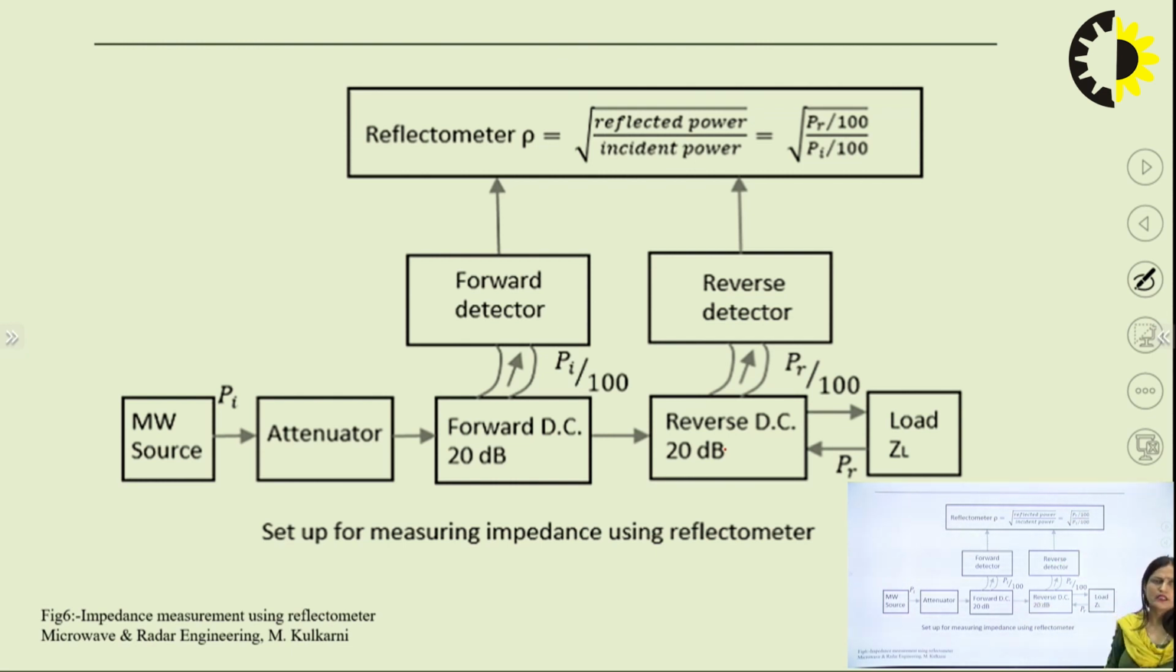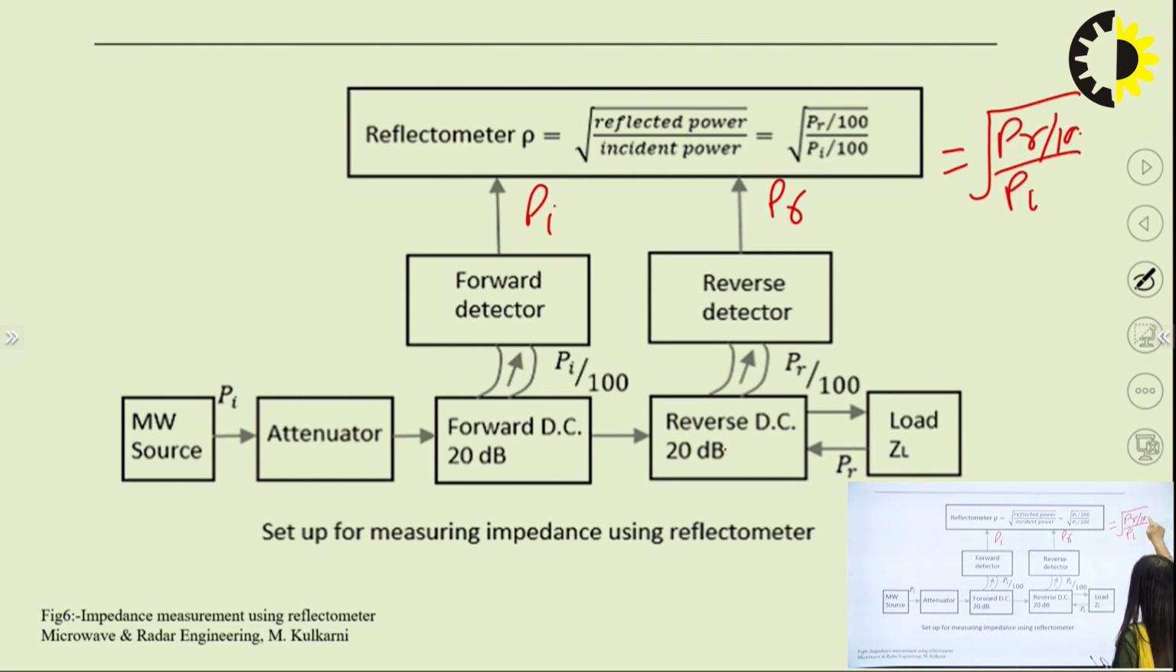These are basically 20 dB directional couplers. So these two values are coming into the reflectometer. The reflectometer basically gives the ratio of reflected power to the incident power. So here we are getting two inputs, one is your PR and one is your Pi, right? Inside, the reflectometer will do the calculation, which is equal to the square root of reflected power upon incident power, divided by 100 because this is your 20 dB directional coupler. So this ratio will give the reflection coefficient, and from this reflection coefficient we can find out the impedance.